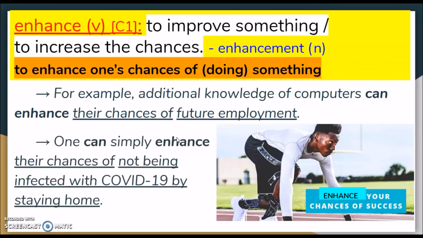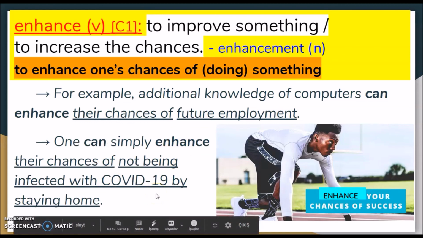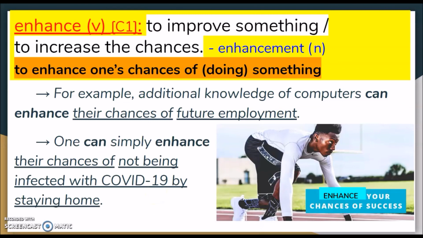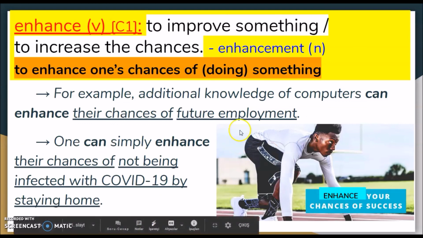Okay, and the last sentence is of course about the coronavirus. One can simply enhance their chances of not being infected with COVID-19 by staying home. Okay, stay home, guys. And that is the end of the vocabulary. We will continue with the reading right away.